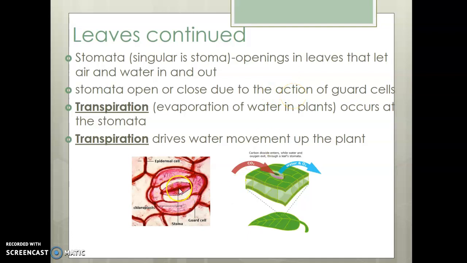So this is the stoma, and the guard cells are around the openings to help it open and close. Transpiration is how water evaporates in plants, and that happens at these stomata, at these openings. Transpiration drives water movement up the plants. So the water comes up from the roots and out through the stoma, or stomata plural, and that's called transpiration.